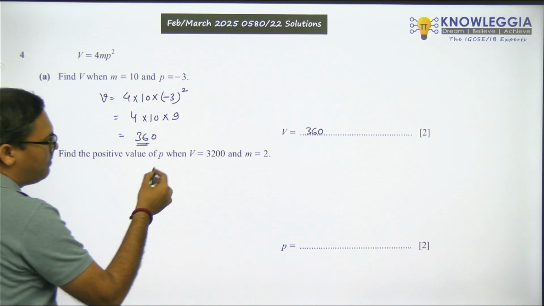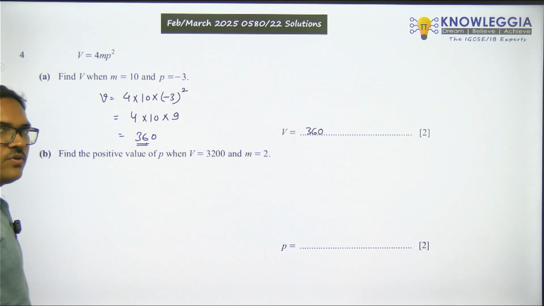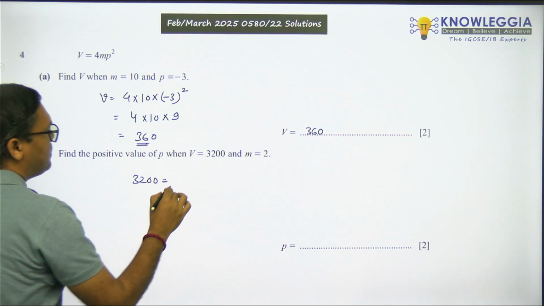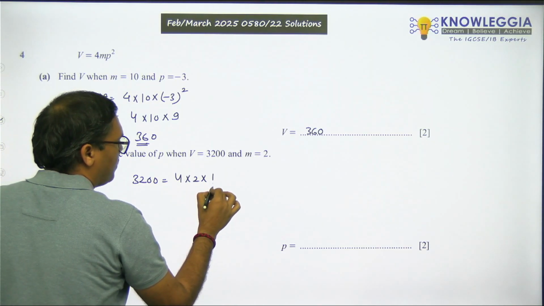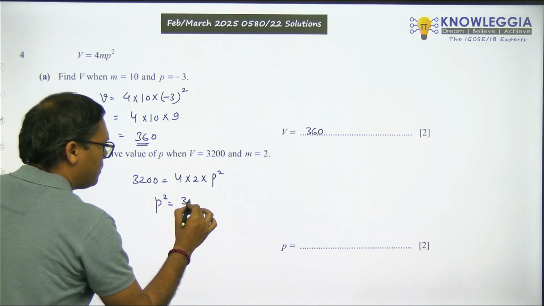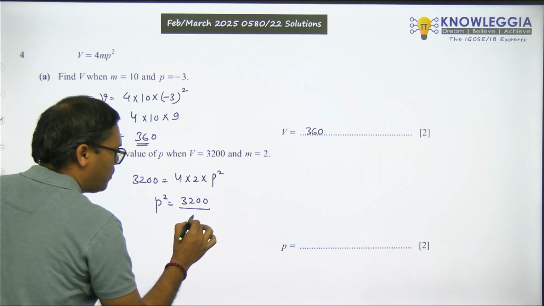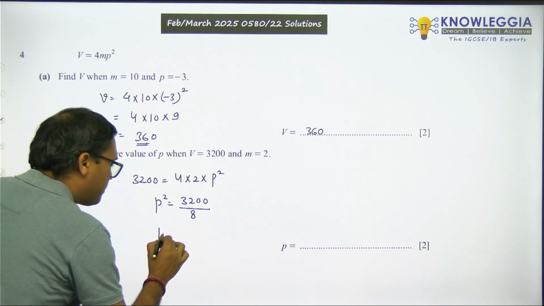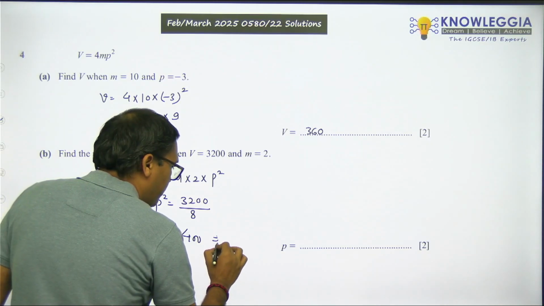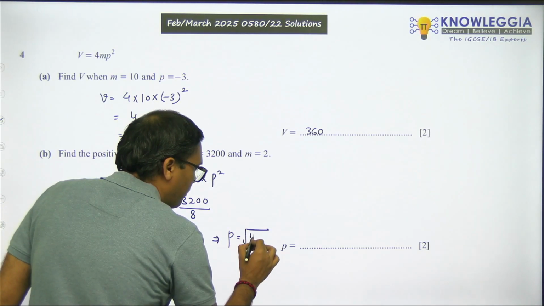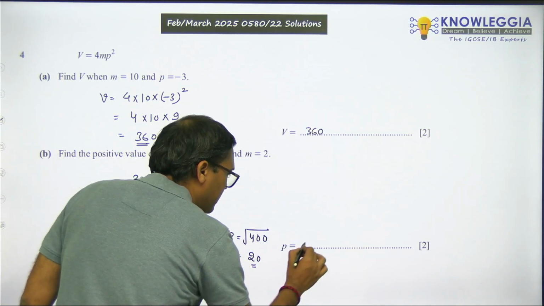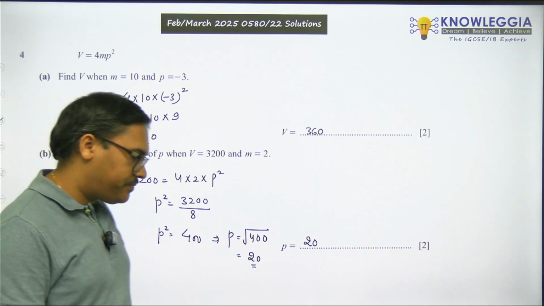Now, find the positive value of p when v is 3200 and m is equal to 2. So basically, if I put v is equal to 3200 and m is equal to 2, this is 4 into 2. What is the value of p? That is, the positive value of p you have to find. So p square is equal to 3200 divided by 4 into 2, which is equal to 8. So p square is equal to, if I cancel this 8, 400. Now we have to just find the value of p. You have to find the positive value. So we will take the square root on both sides, which is equal to root 400, which is equal to 20. So what is the answer? This is 20. So this is 360 and 20.